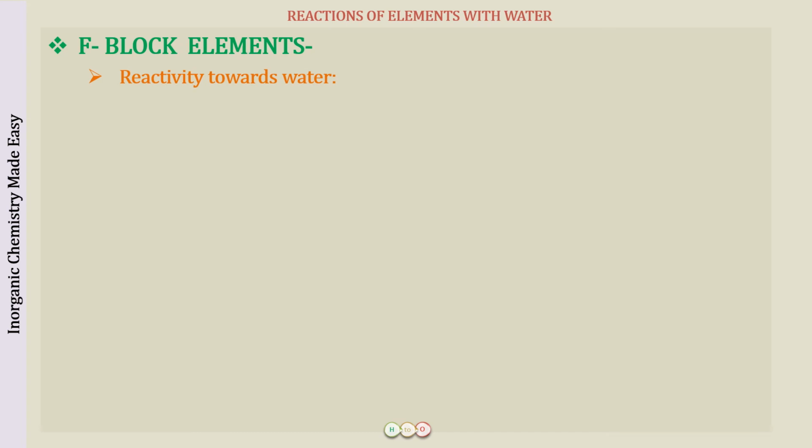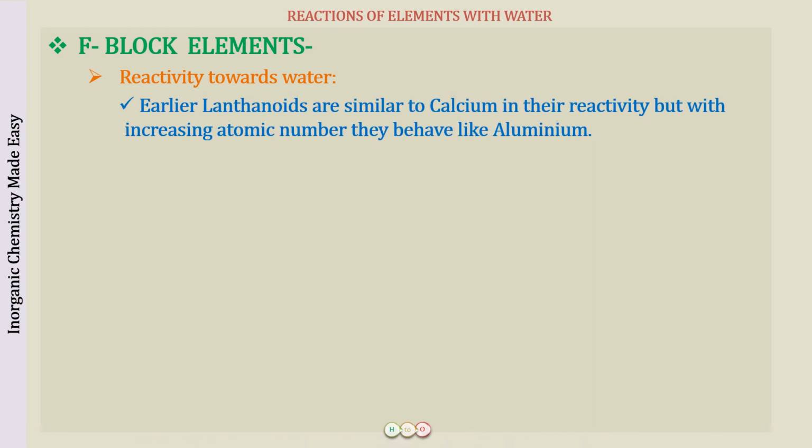Then we move on to the last, the F block elements. The F block elements comprise the lanthanoids as well as the actinoids. But the actinoids are all radioactive, so we do not study their behavior with water. So what we will be discussing is the reactivity of the lanthanoids with water. Earlier lanthanoids, do remember, are similar to calcium in reactivity, but with increasing atomic number, they behave like aluminium.